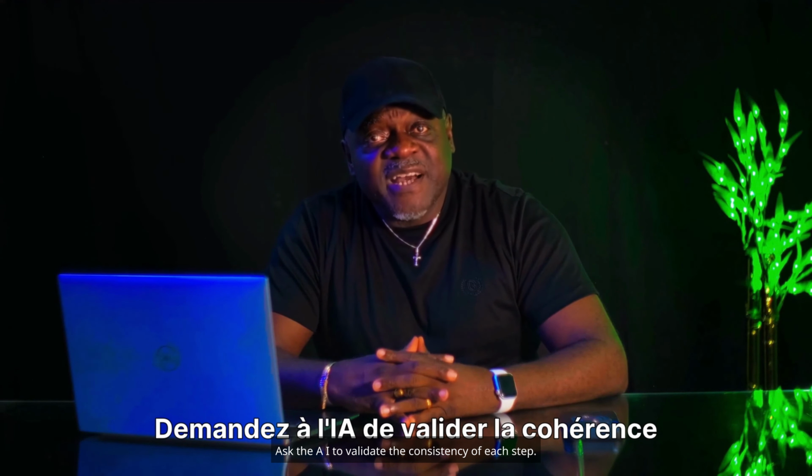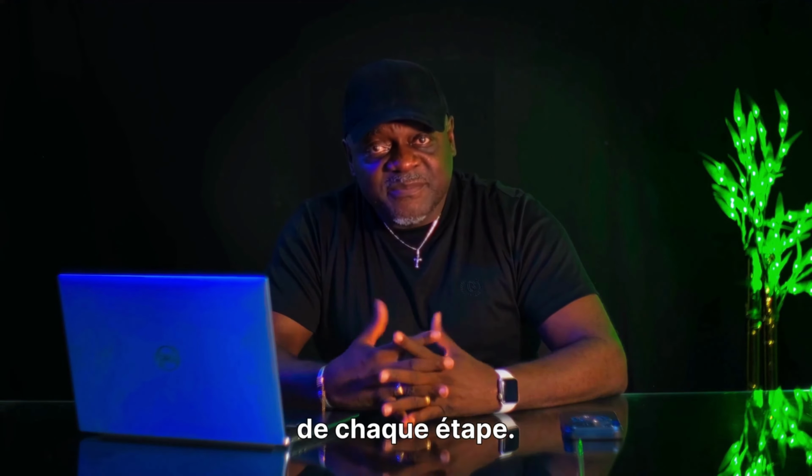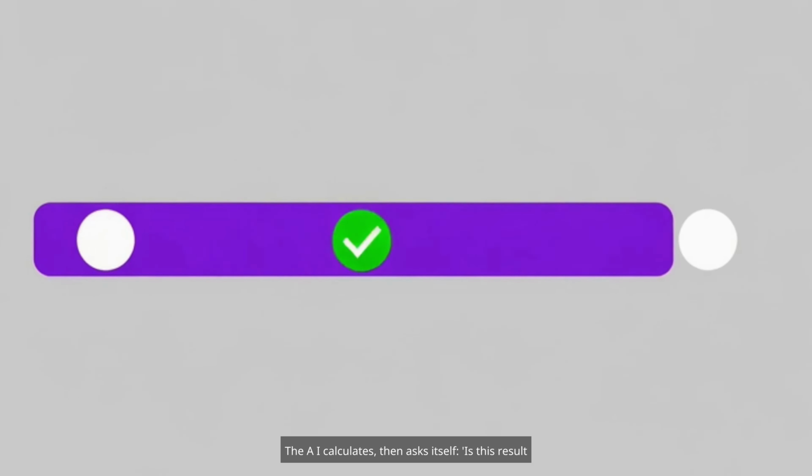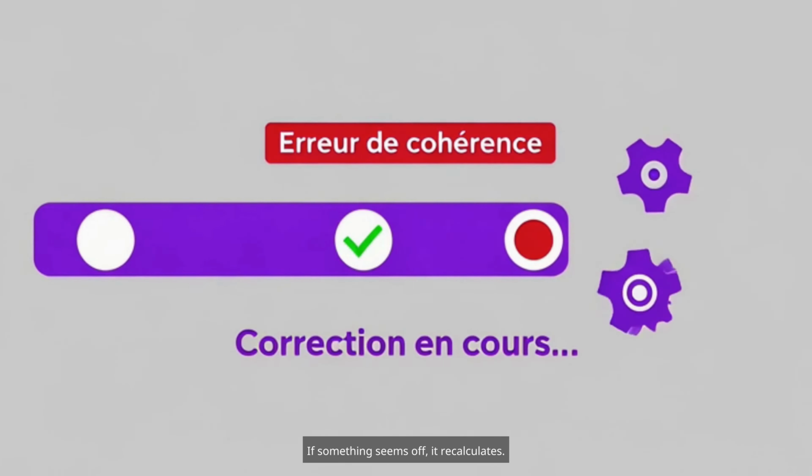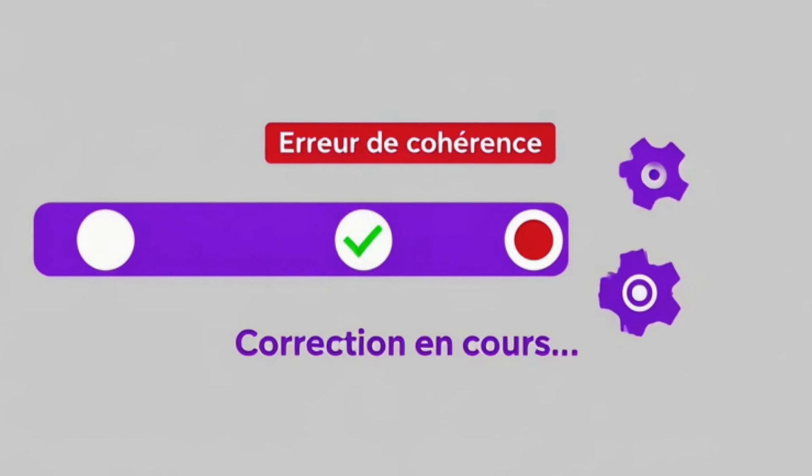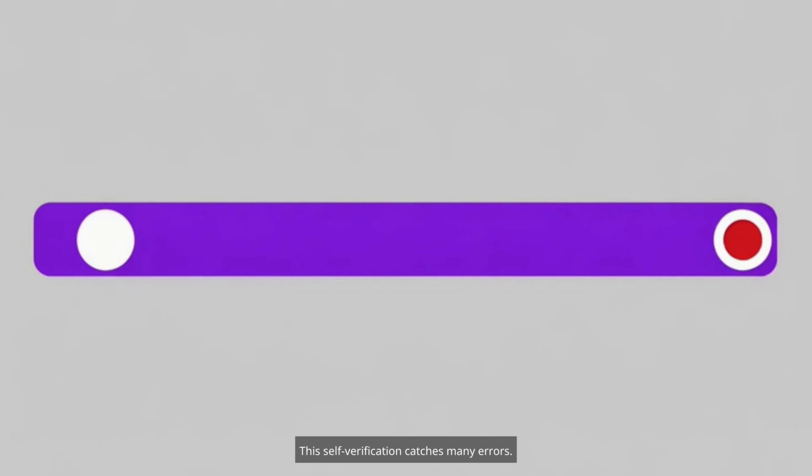Second technique, integrative verification. Ask the AI to validate the consistency of each step. The AI calculates, then asks itself, is this result logical? If something seems off, it recalculates. This self-verification catches many errors.